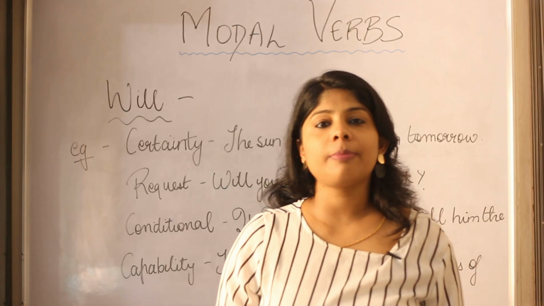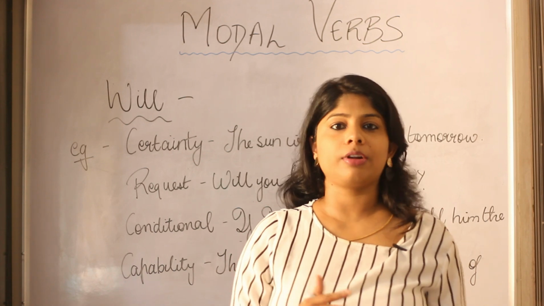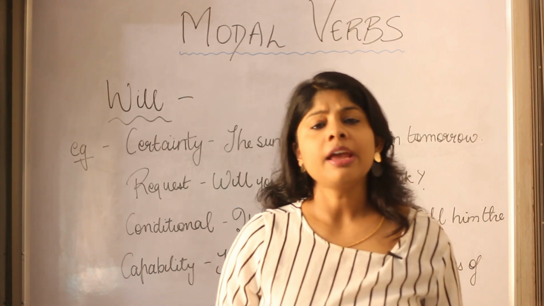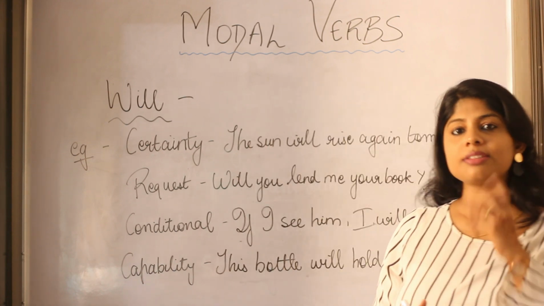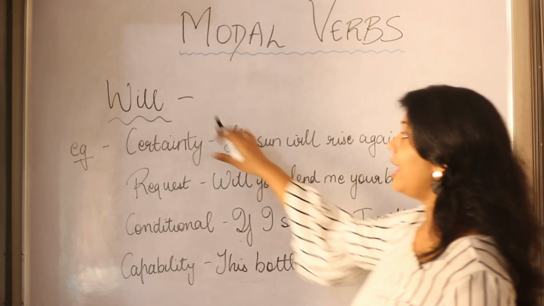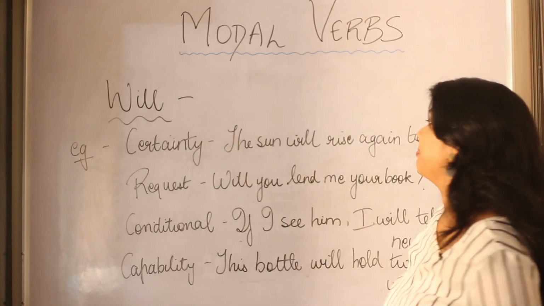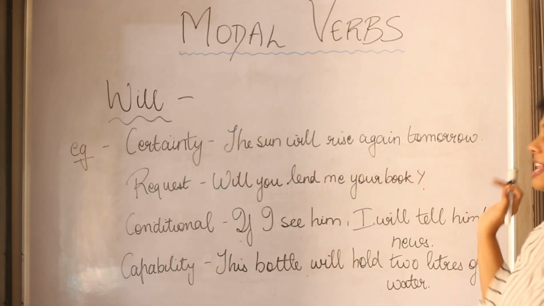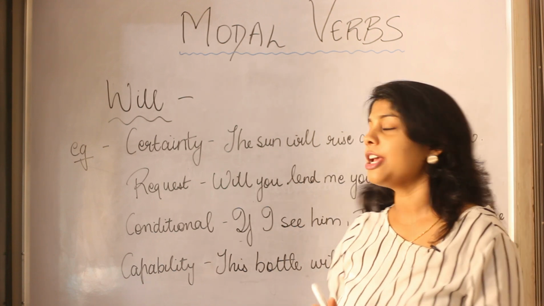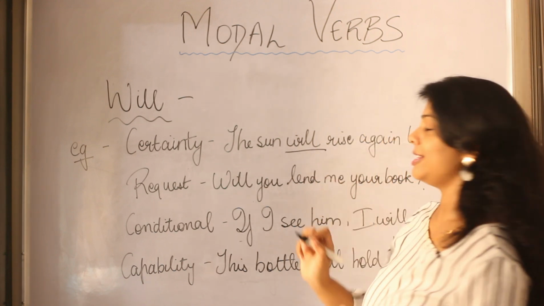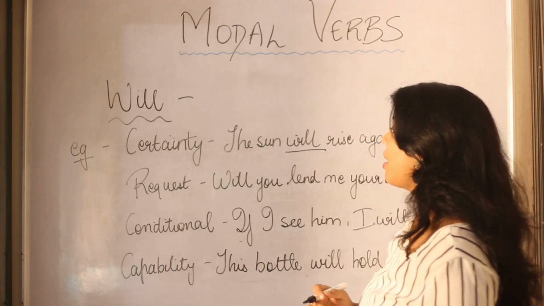Let us now talk about the two most versatile modal verbs. Versatile, why? Because they have a number of uses. Today we will discuss a few of them. Will, used to show certainty. The sun will rise again tomorrow. Aren't we very sure that's going to happen? And we're sure, right? So, will here is used to show certainty.